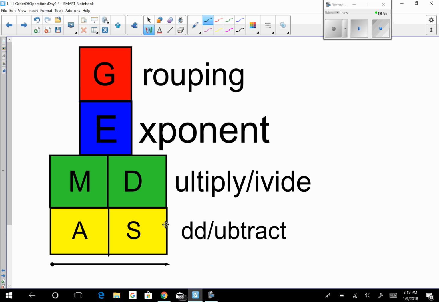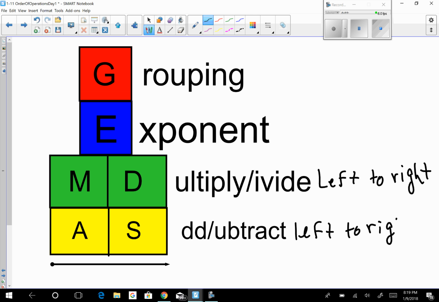So just remember, and you can make a note, left to right. Okay, left to right. So it's not that you have to do all the multiplying first and then the dividing, or all the adding and then the subtracting. It's whichever one, multiplying or dividing, and you go from the left to the right. Same thing with the adding and subtracting.